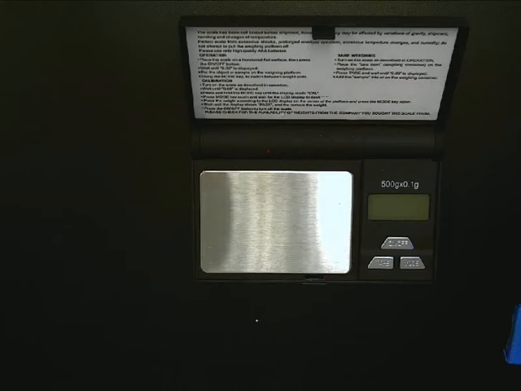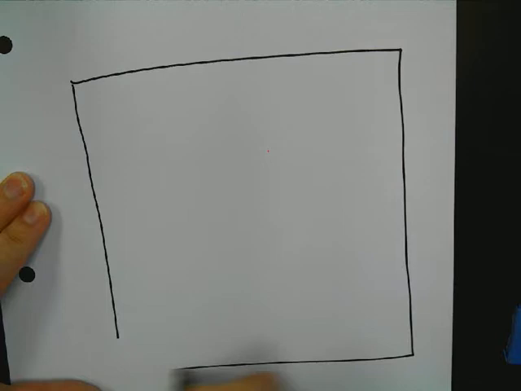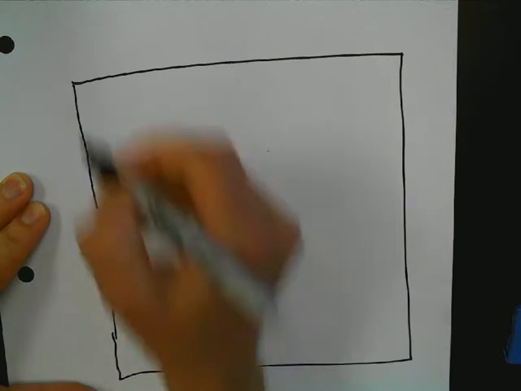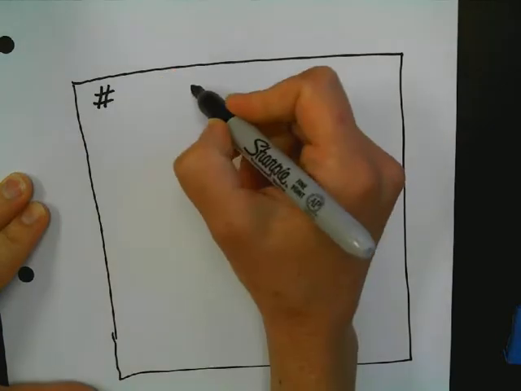Okay, we're going to find the mass of the rest of the cubes. Here's what I would recommend on a piece of paper. Make yourself a little chart. There are 10 cubes, so you're going to want to list the number. You're going to want to list the mass.